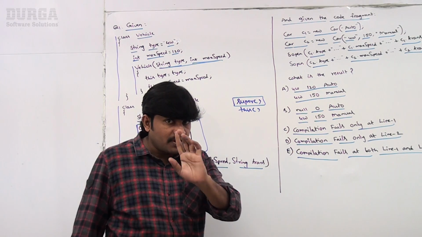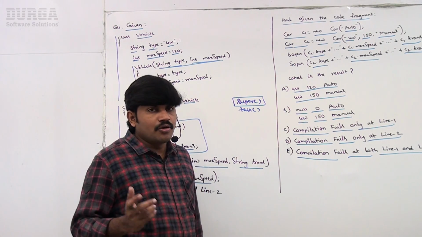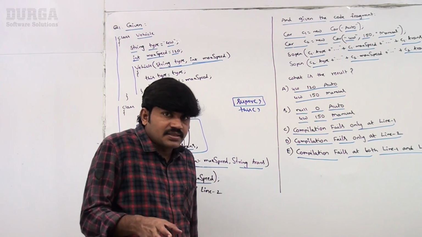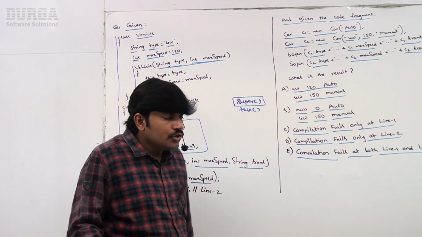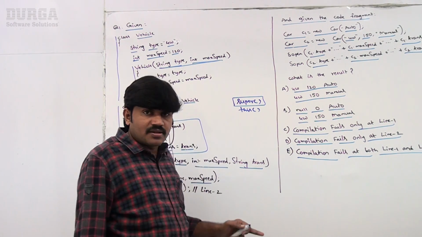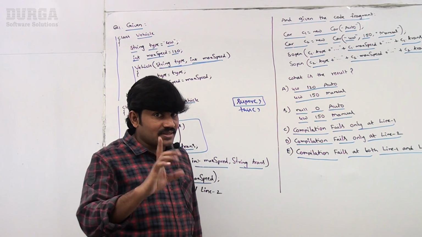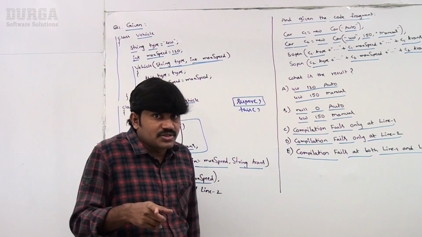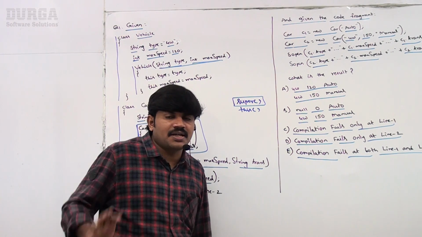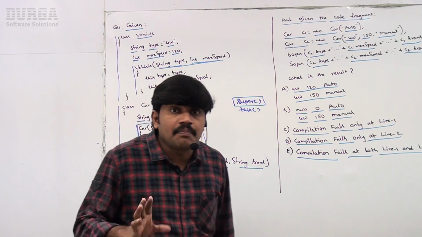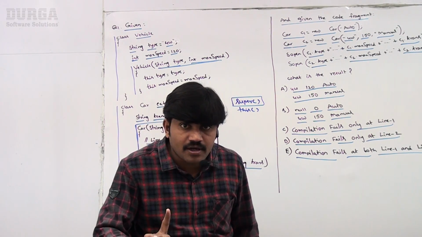That is rule number 1. Another rule I hope you are aware of: inside a constructor, in the first line, you can use either super or this, but not both simultaneously. By mistake, if you use both simultaneously, you are immediately going to get a compile time error. Clear for all of you, right?